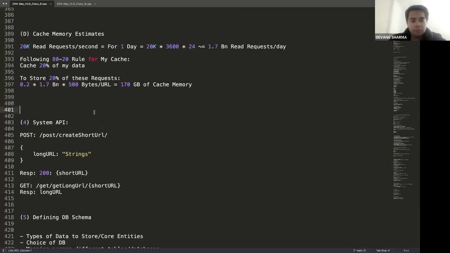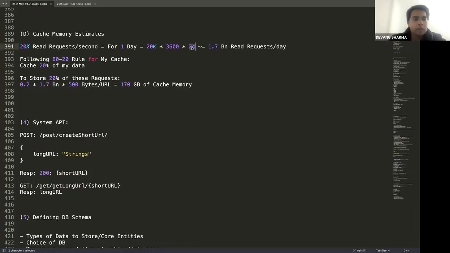What sort of cache memory will do? There we talked about an important rule called 80-20 rule. Means 80% of my request is generated from 20% of my data. So I don't need to store all the time, all the data in it. Again, cache is not a database. Cache is a short-term memory. We usually keep the cache for 24 hours or 48 hours at max so that we can refresh the cache every time.